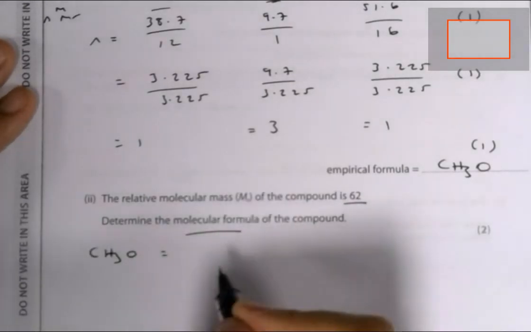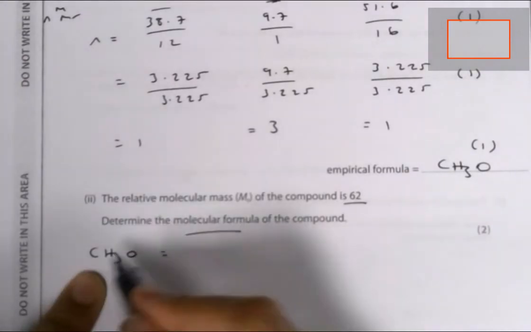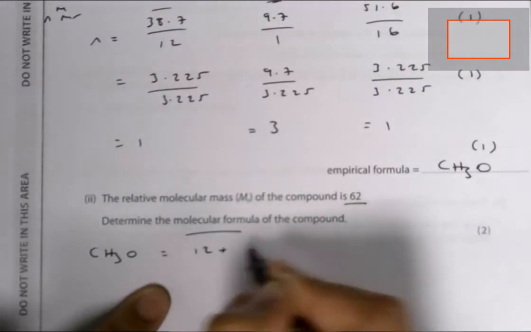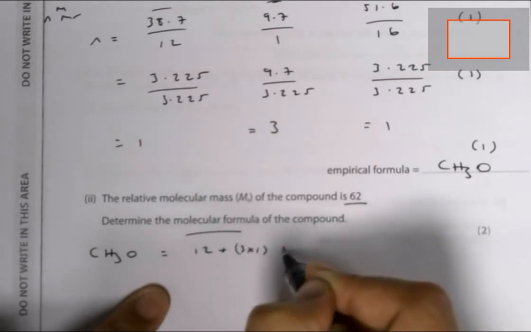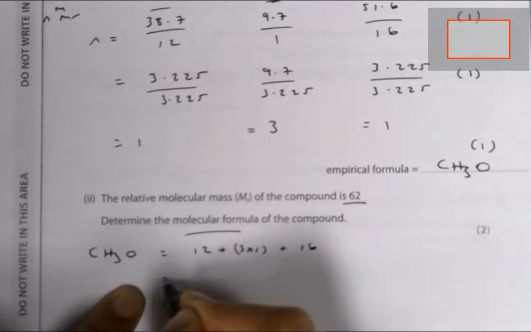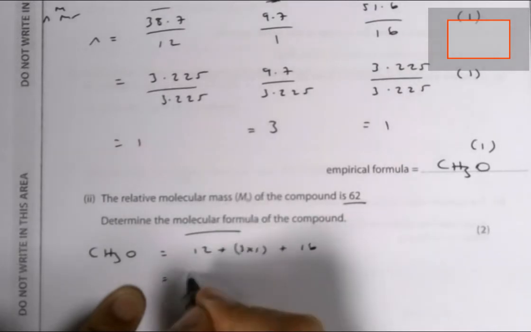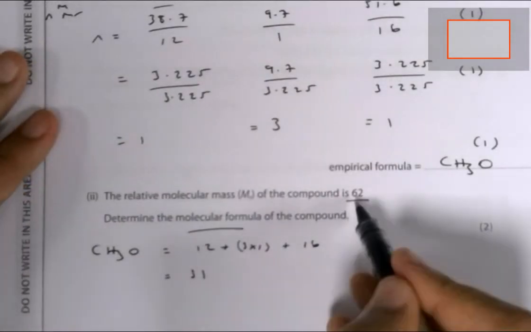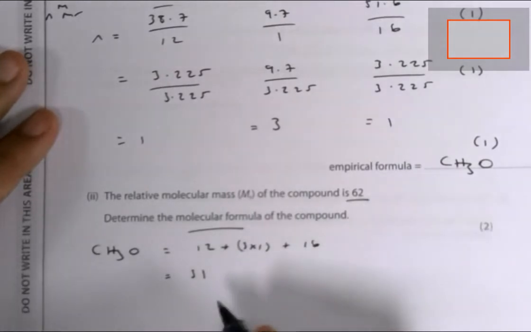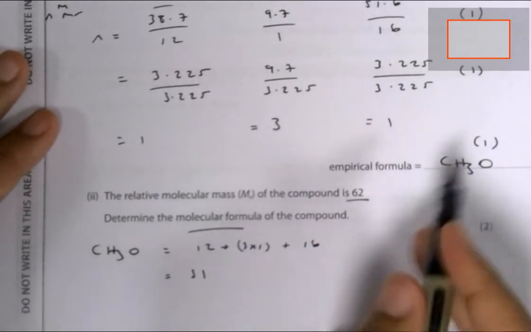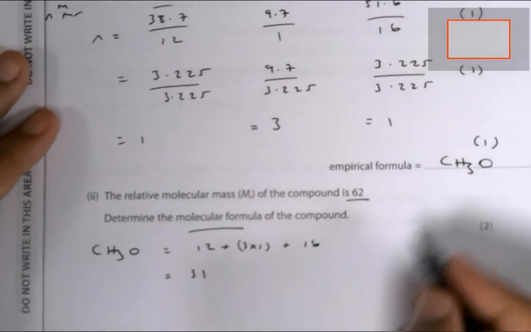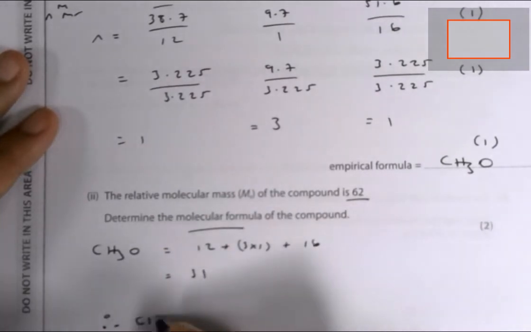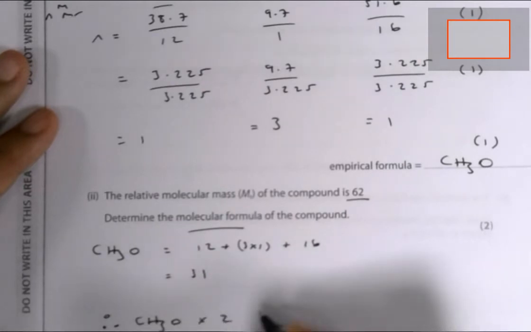So, the way I would do this is that I work out, well, what is the relative molecular mass of this if this was just the molecule? So that is 12 plus 3 times 1, because we've got 3 hydrogens and an oxygen. And that comes to 31. So I can immediately see that 31 goes into 62 2 times. Okay, and then I just times the whole thing up by 2.